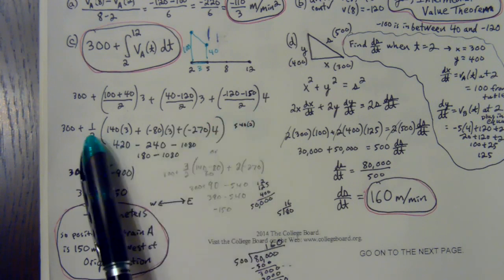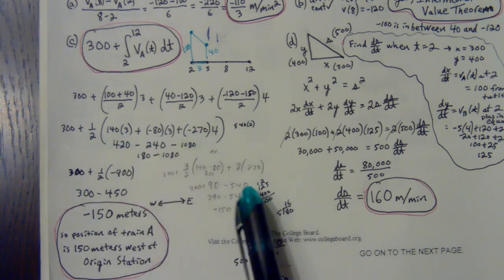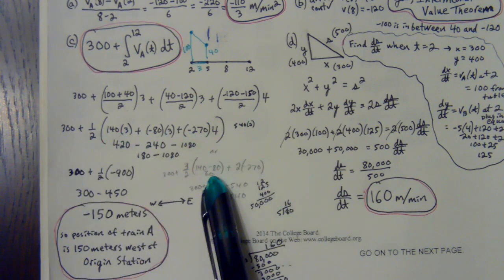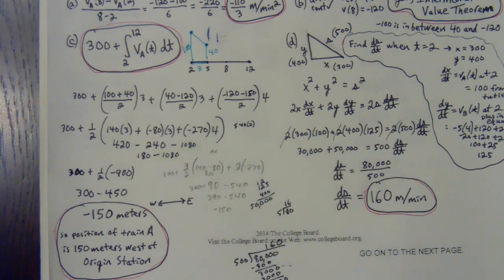At one time I pulled out a 1/2, trying to do it little by little. One time I just pulled out a 3/2 for these couple and pulled out a 2 or something. I don't know. But there's a couple ways, whatever works in your brain, figure that out. But then once you get the negative 450, do your plus 300, and that gives you negative 150. And what that means, negative 150, remember you're starting at the origin station, right? So negative 150 means you're going to go to the left, which means you're going to end up 150 meters west of that origin station. That's where your position is after 12 minutes right there.